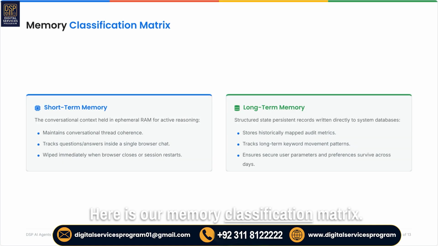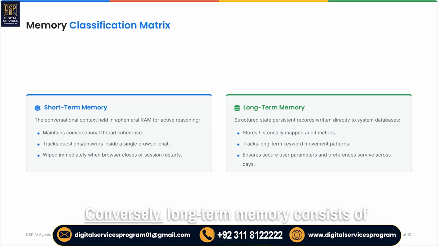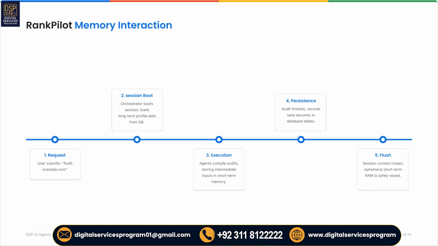Here is our memory classification matrix. Short-term memory is ephemeral, held in RAM for active reasoning within a single chat session. Conversely, long-term memory consists of structured, persistent records saved in system databases to track metrics and preferences over time. This diagram illustrates the RankPilot memory interaction. It begins with a user request, followed by a session boot that loads profile data, execution of the task, persistence of records to the database, and finally a flush that wipes the short-term RAM.